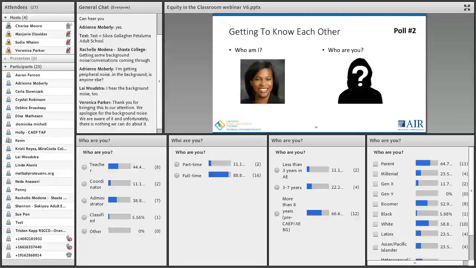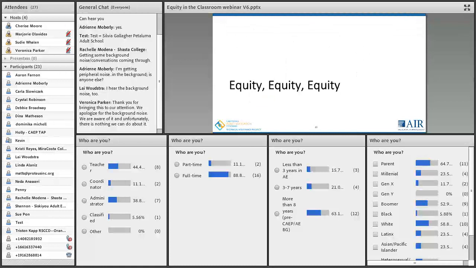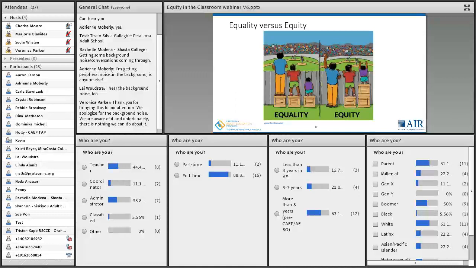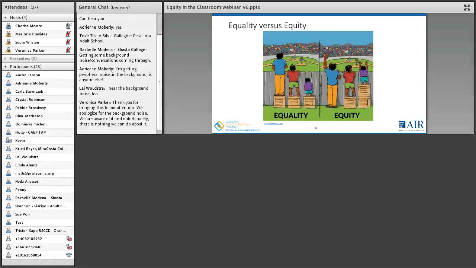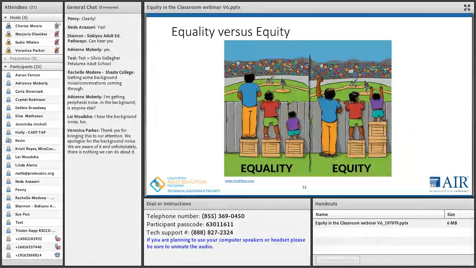We also want to make sure that everyone feels comfortable again as we move forward with the content of equity, equity, equity. So as we look at equity, one of the pieces that you might have seen is this image here. And as you look at this image, we're going to be talking a bit about it shortly, but this image is how some people think about equality versus equity.